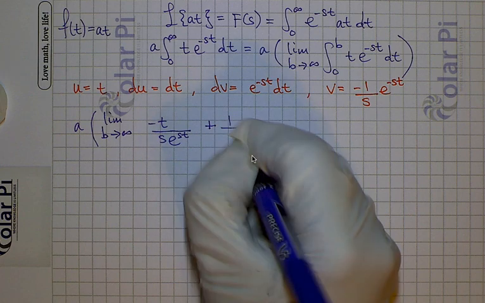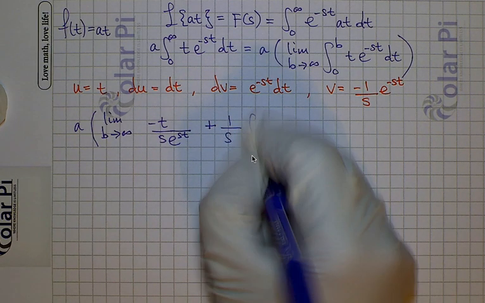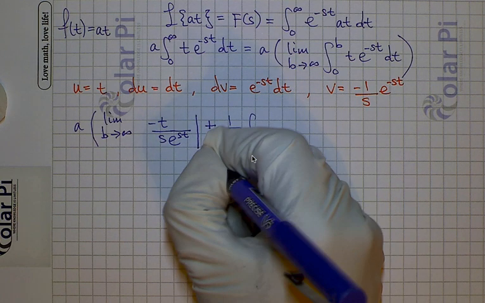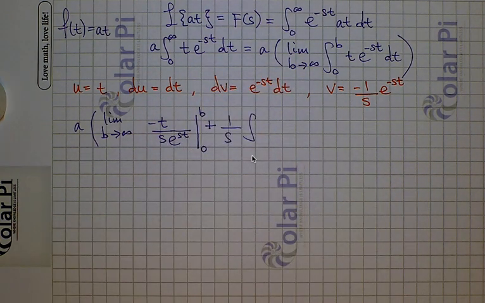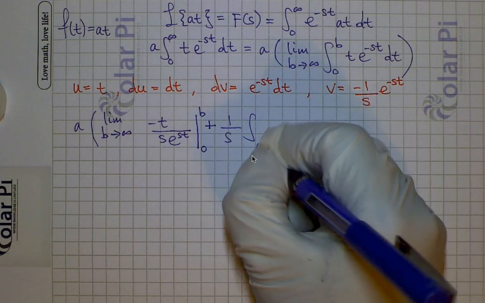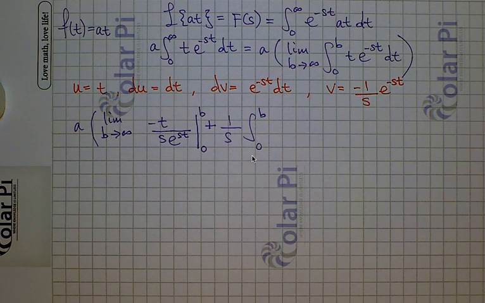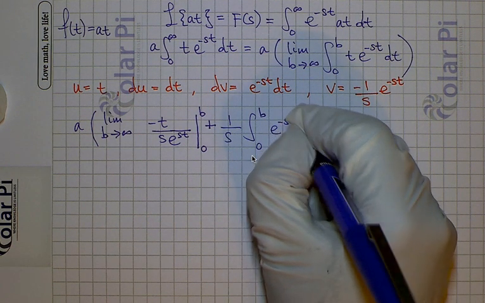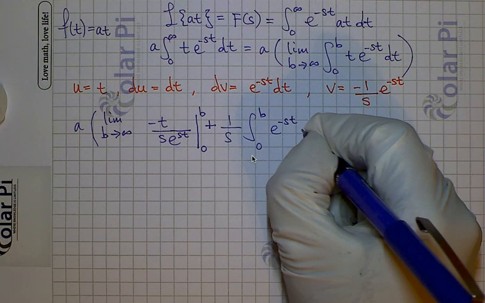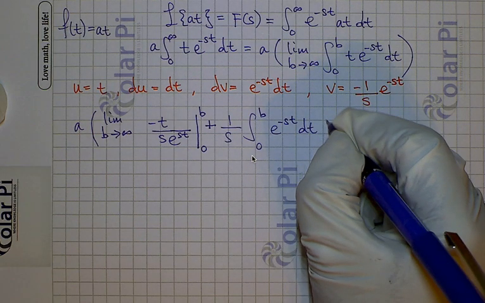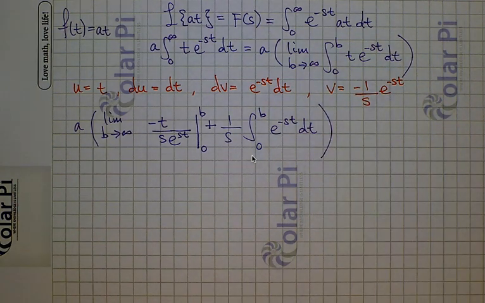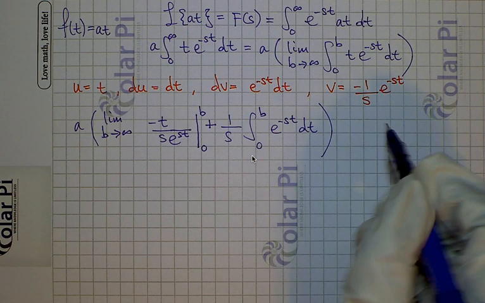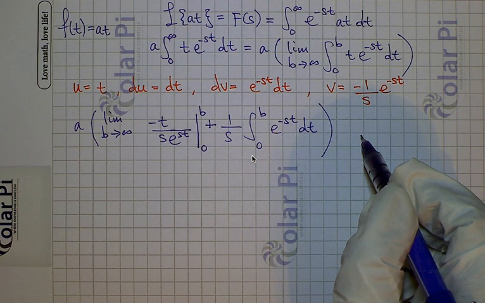Anyway, I factor out the 1 over s, and then I write the rest of what I have. By the way, I have to write 0 and b here because we have to evaluate. And then v du, so the rest of v is e to the negative st, and du is just dt. And there we are, so this is what we've got so far. Now, the antiderivative of e to the negative st is just negative 1 over s e to the negative st, as we've already said.